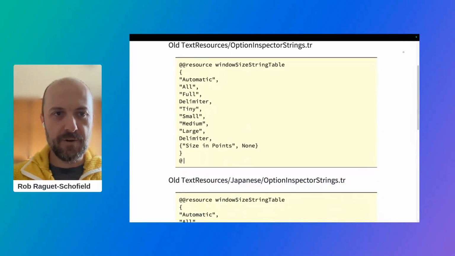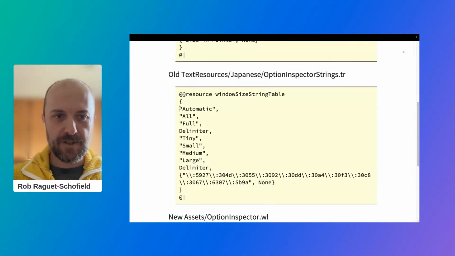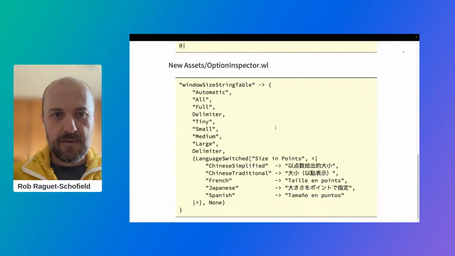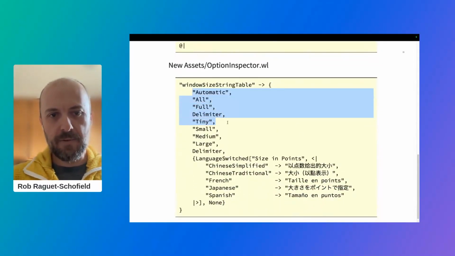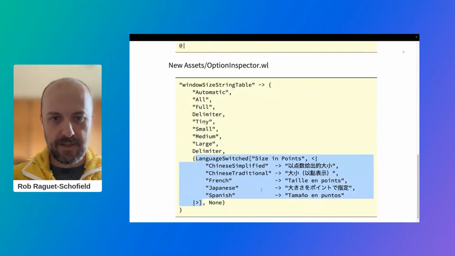Here's an example where we have a bunch of values that are the same, and then one little bit of text which is different. So that's the English version. Here's the Japanese version. Again, these values are the same, and then just this little bit is localized to Japanese. So with the new system, we have something that looks more like this. We just keep all the values, and then the part that's localized gets this language switched statement here.